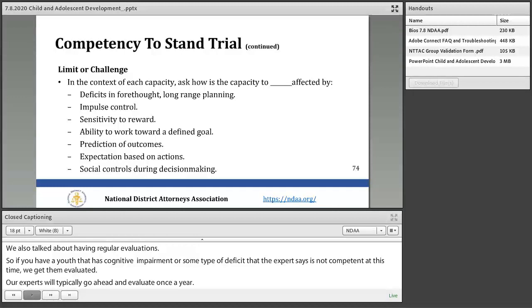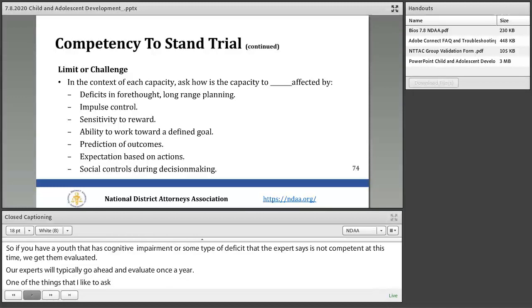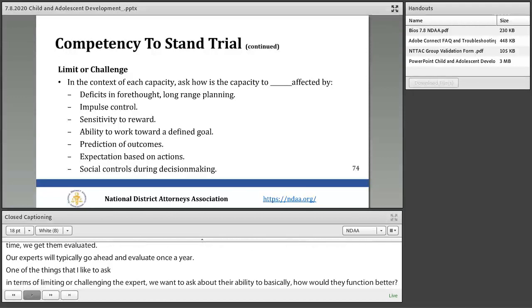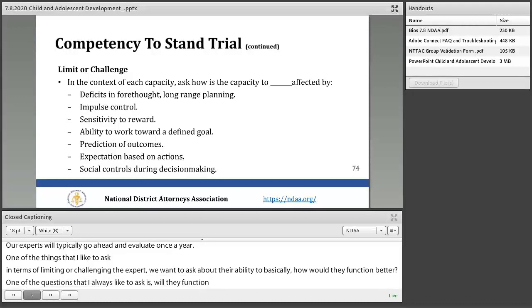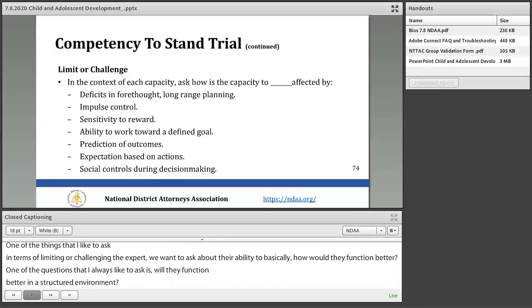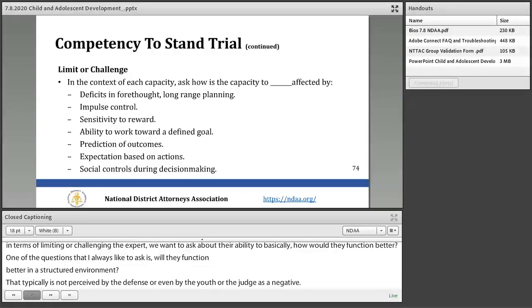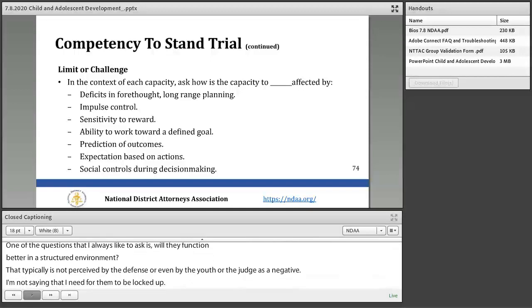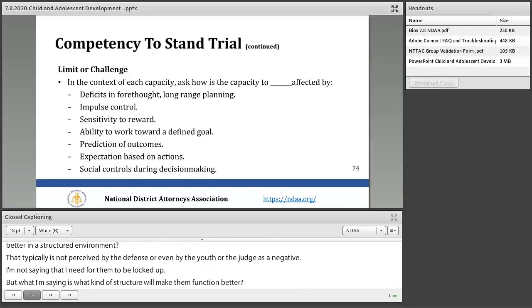One of the things that I like to ask in terms of limiting or challenging the expert, we want to ask about their ability to basically, how would they function better? And one of the questions I always like to ask is, will they function better in a structured environment? And that typically is not perceived by the defense or even by the youth or the judge as a negative. I'm not saying I need for them to be locked up, but what I'm saying is, what kind of structure will make them function better?